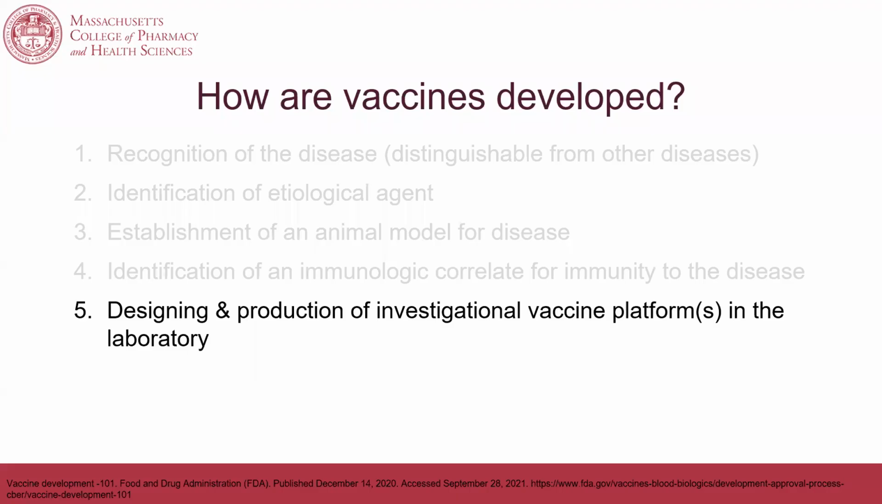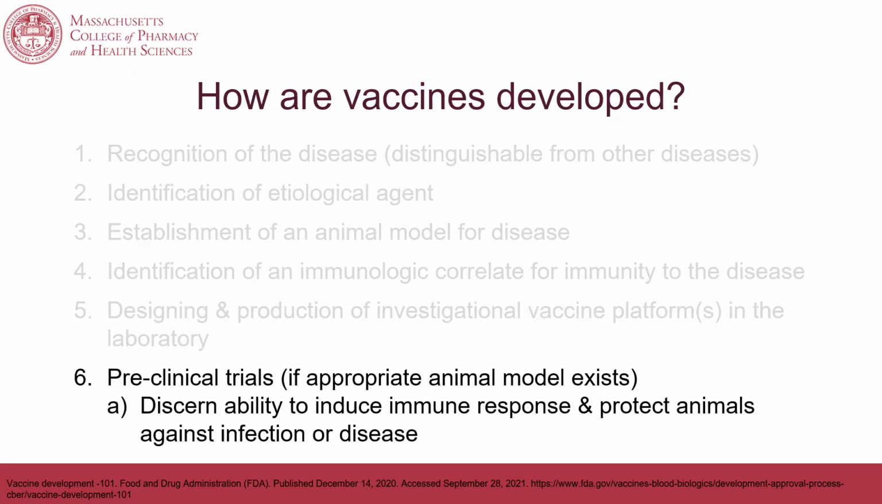Then after all that's done, you can start designing the vaccine and producing the investigational vaccines in the variety of platforms that we talked about. So many times manufacturers will have multiple candidates of all different platforms for a specific disease or pathogen. And then they go into preclinical trials, and that's only if there is an animal model that exists. Essentially in the preclinical trials, they're trying to see, does the vaccine actually cause an immune response in that animal? And does that immune response actually protect the animal from infection or disease?